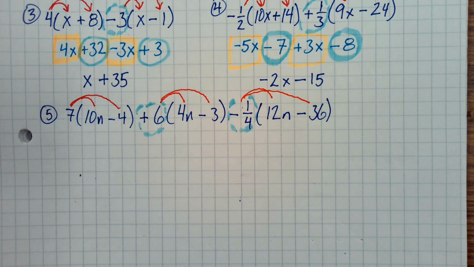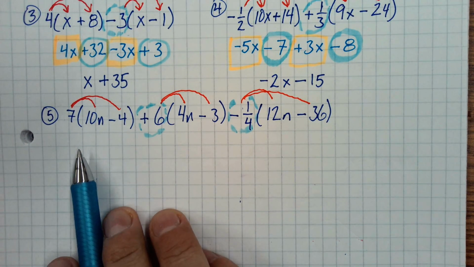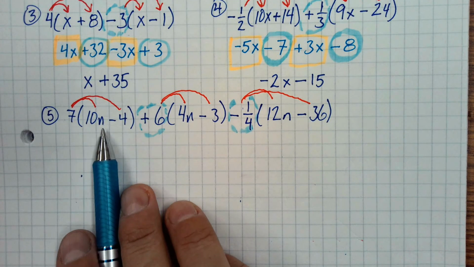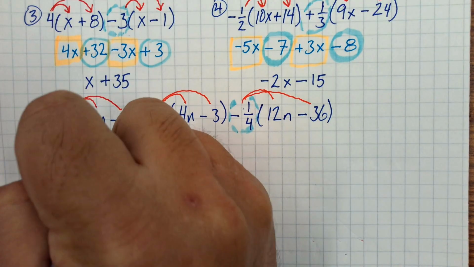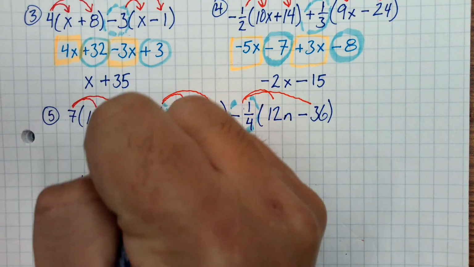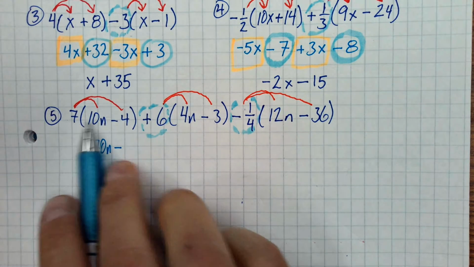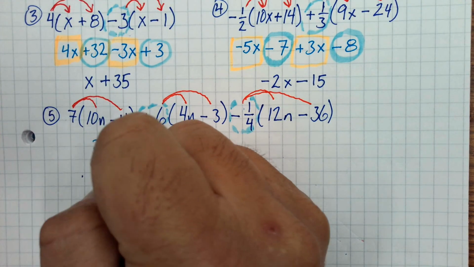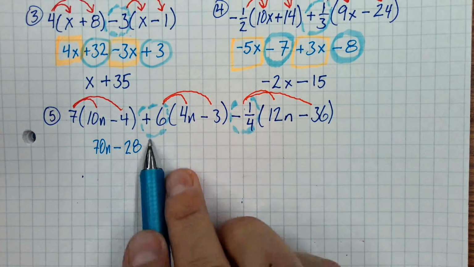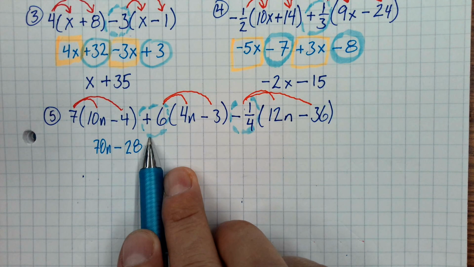Okay, so we're ready to distribute number 5. Let's see what we get. Help me out, guys, because I was up super late last night. 7 times 10n is 70n, minus 28. So now we're going to distribute a positive.